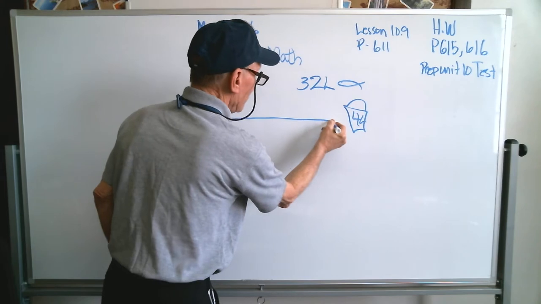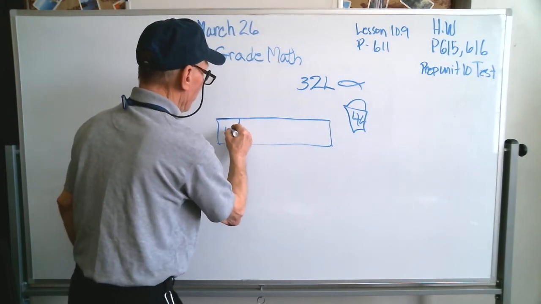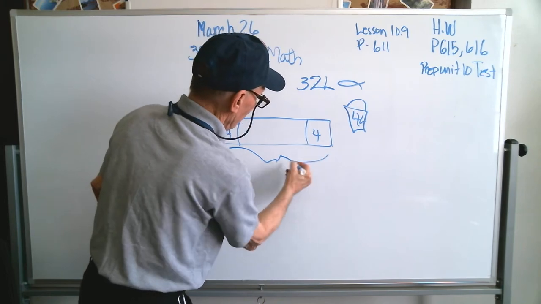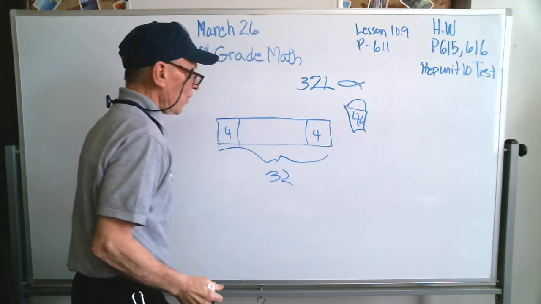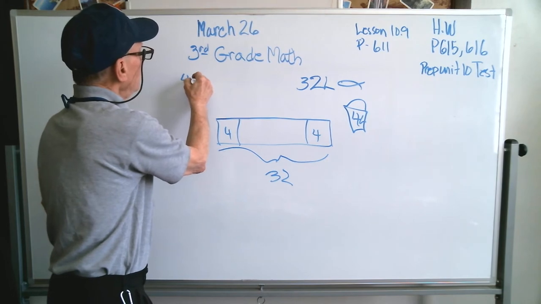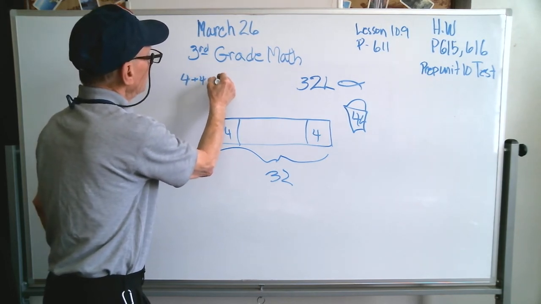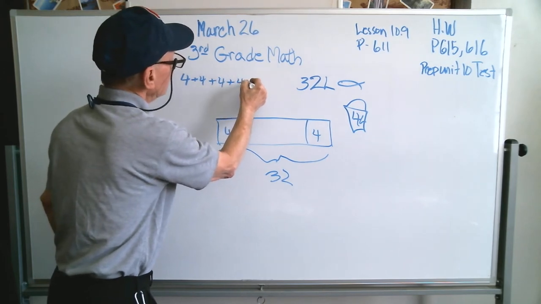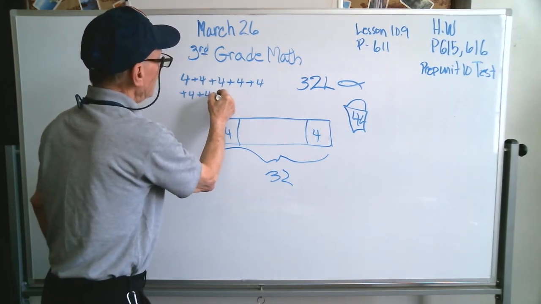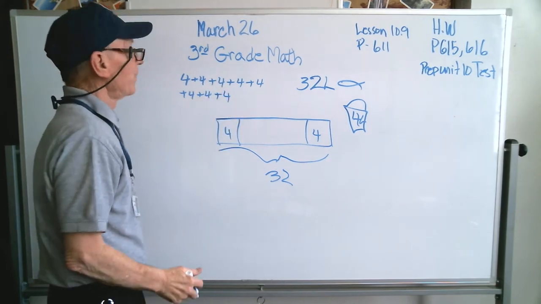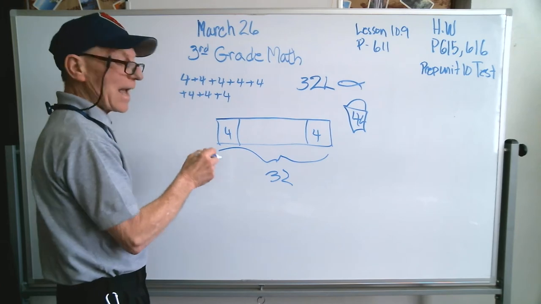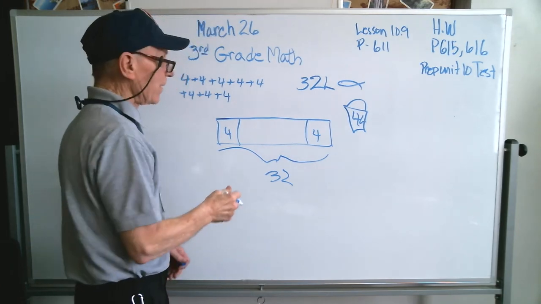And it's saying, look at it this way. Now you know the whole tank is 32. So the bucket holds four, so you can think to yourself, okay, it'd be four plus four, that's 8, plus 4 is 12, plus 4 is 16, plus 4 is 20, plus 4 is 24, plus 4 is 28, plus 4 is 32. And then you can count 1, 2, 3, 4, 5, 6, 7, 8. It'll take 8 4-liter buckets to fill up the fish tank.